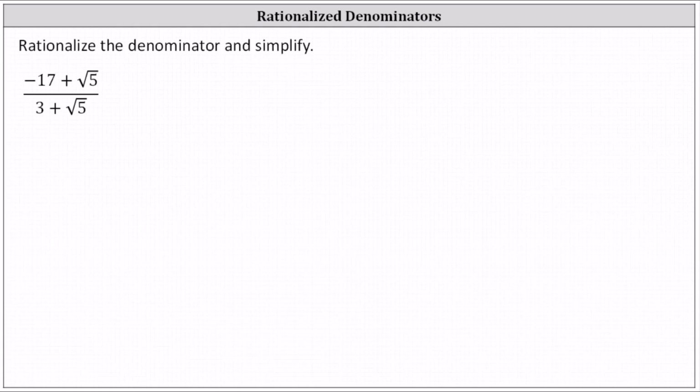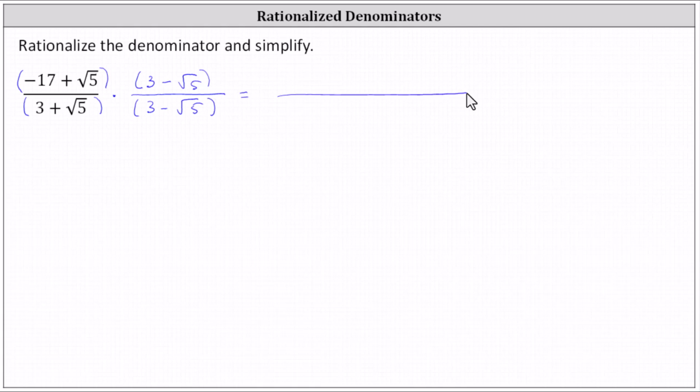We want to rationalize the denominator and simplify. Because we have a two-term denominator, we need to multiply the numerator and denominator by the conjugate of the denominator. The conjugate of 3 plus square root 5 is 3 minus square root 5. Notice 3 minus square root 5 divided by itself is equal to 1. So we're not changing the value of the rational expression, we're changing the form by rationalizing the denominator.